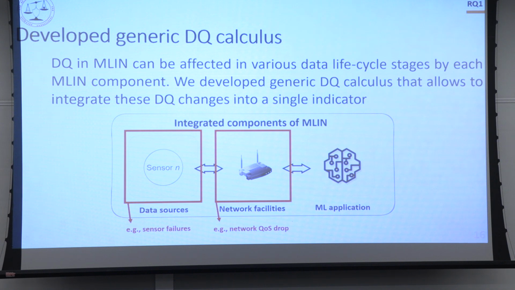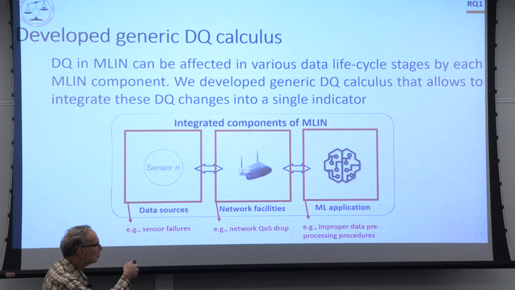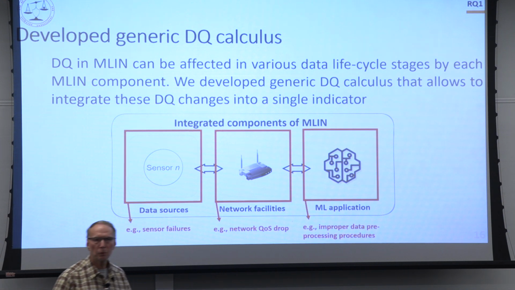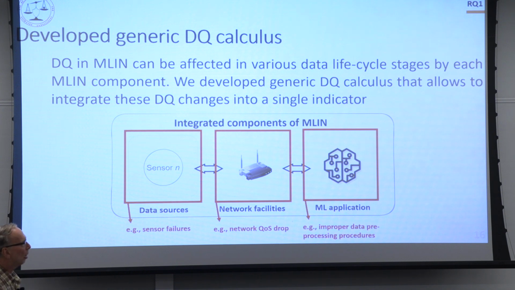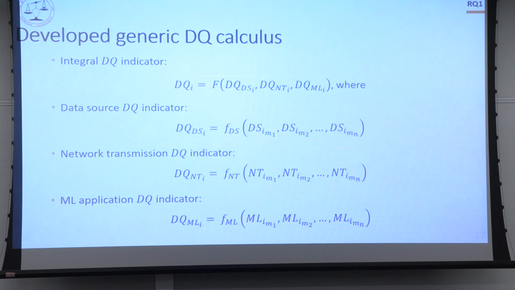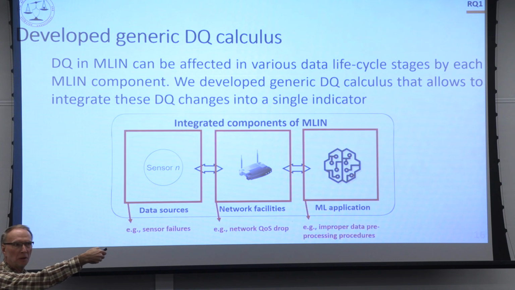With networking communication, again, network quality of service could go down, which will result again in some kind of packet losses and data losses. And again, we might have improper data processing and pre-processing procedures, and we can lose some data quality here too. So again, we try to find some kind of generic parameter, generic concept, which could let us go through the whole pipeline.